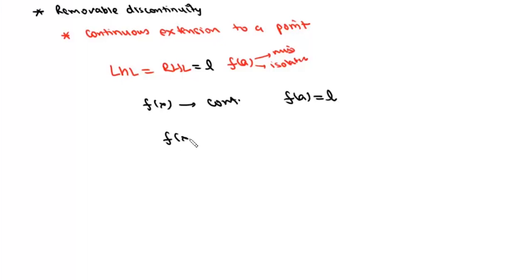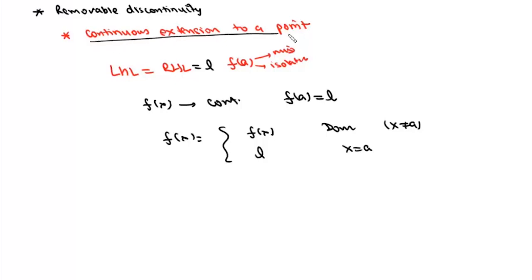So we can write this function f(x) as f(x) for whatever domain this function is defined, and this domain won't have x equal to a, and we'll take it equal to L when x is equal to a. And when we define a function in such a way, this is called a continuous extension to a point, and now this function f(x) will be continuous at x equal to a. We take a very simple example.